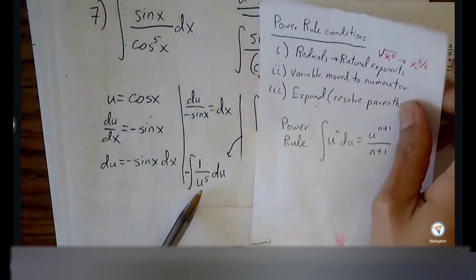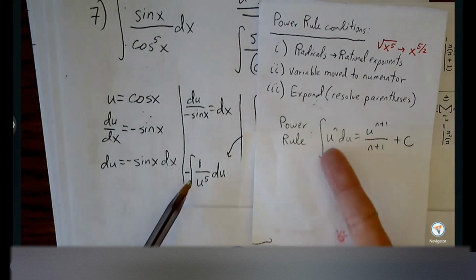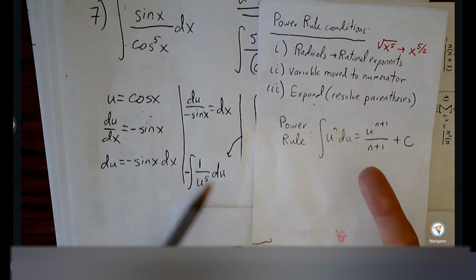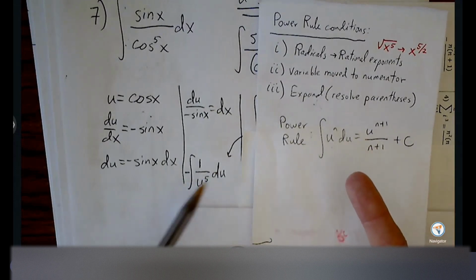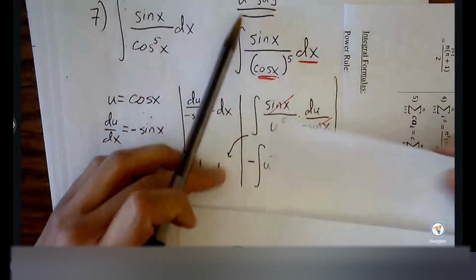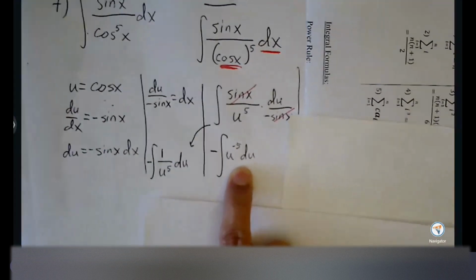It's tempting to look at that and go, well, it looks like I'm ready for power rule because my x's have been resolved, the coefficient is in front, I've got my variable u, but we still have to do one more thing. That u is out of place. It's got to come up. Okay. Now, once it comes up, now we're ready.